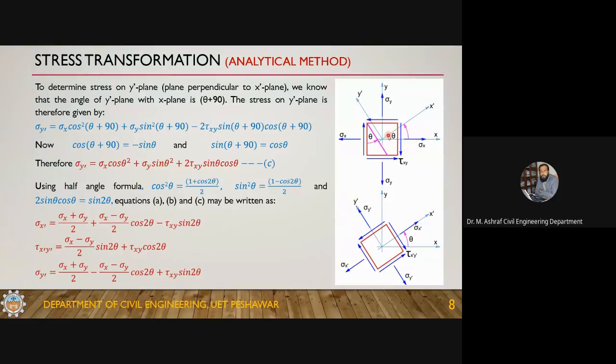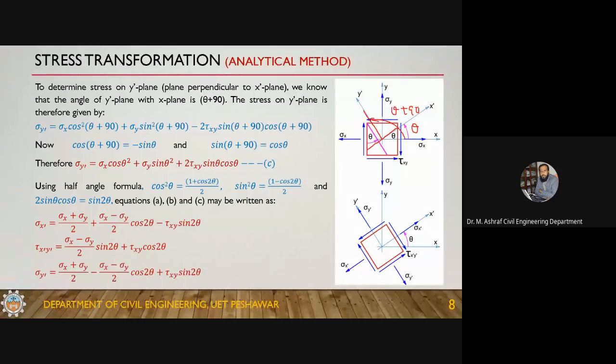What angle is the y prime plane making? So this is the y prime plane. Let me draw the y prime plane. This is the y prime plane, and this is the normal of this. So this angle from here up to here, since this is theta and this is 90, is theta plus 90.